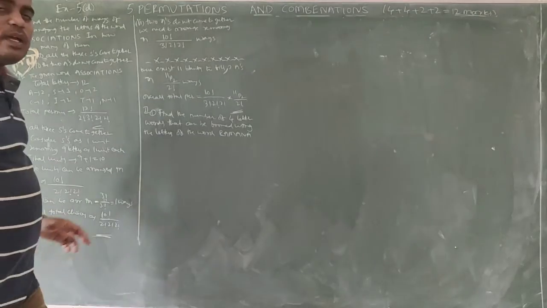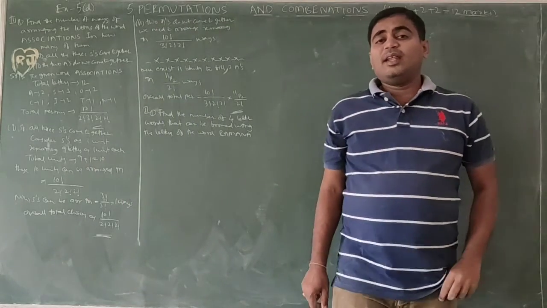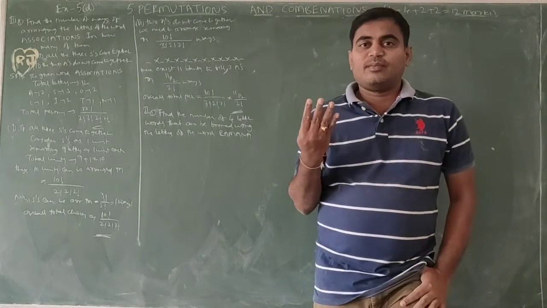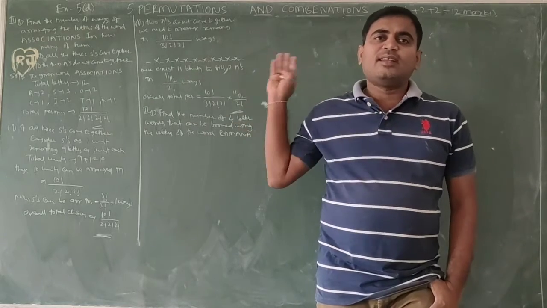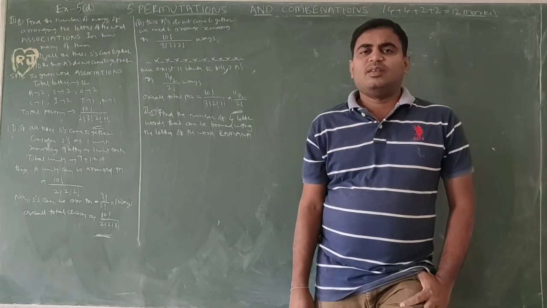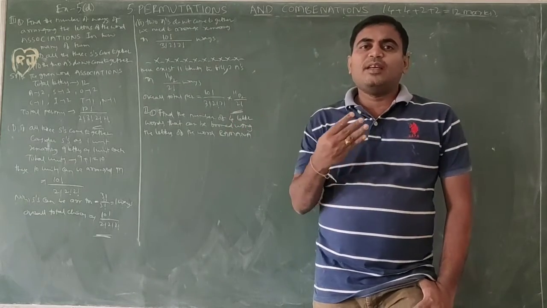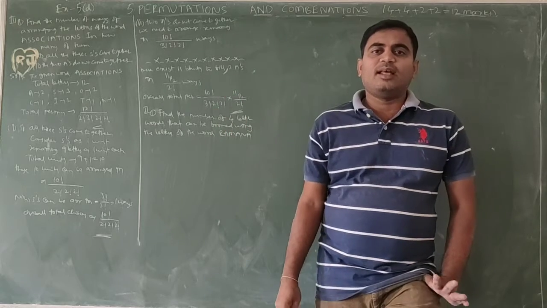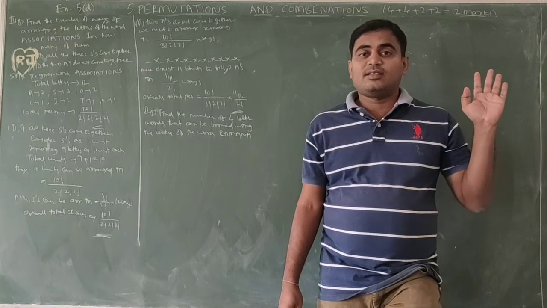R-A-M-A-N-A. How many letters in the word Ramana? 6. How many letters do we need? 4. So actually, if we needed all the 6 letters, it would be very easy: simply 6 factorial by 3 factorial, since A came 3 times. That's it. Problem is done. But here we need 4 letters. That is the major task.